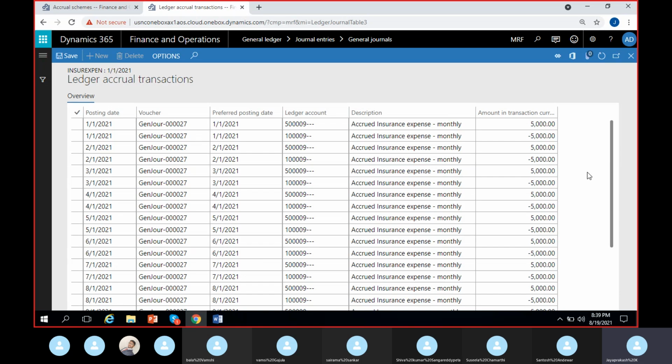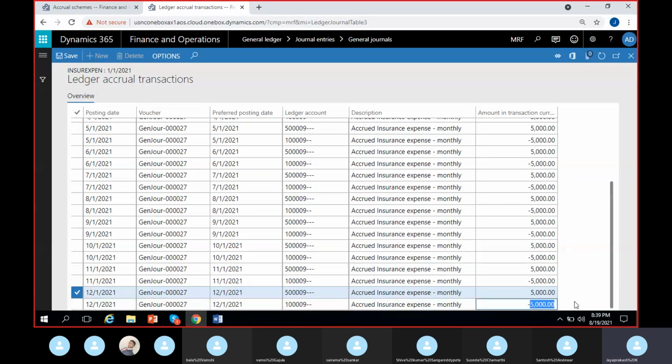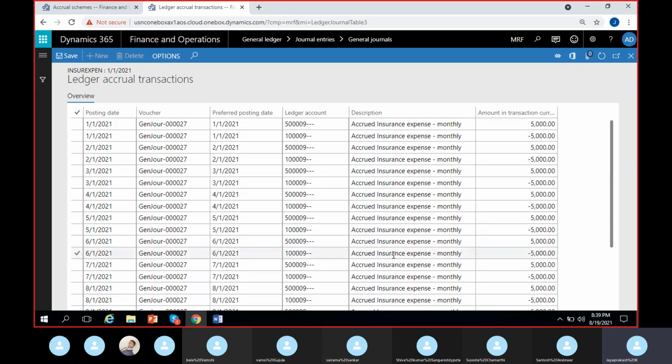This will show as some balance in your balance sheet, as a holding amount until the obligation is met. So once the obligation is met, the total accrued insurance expense will be completely reversed. It will become zero, and only the expense account will be debited with 60,000 completely. That's the whole motto of this entry or accrual scheme.